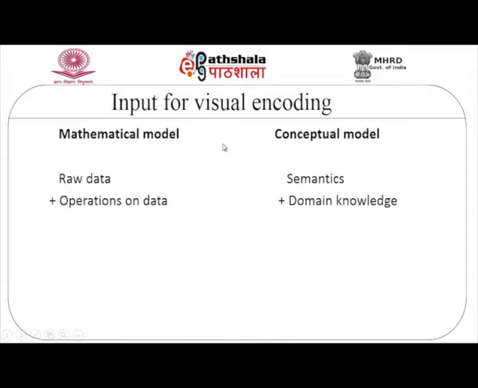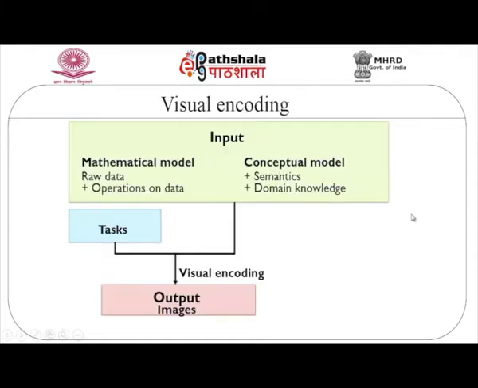So what is the input for visual encoding? In the case of a mathematical model, we can say that it is only the raw data as well as the operations that can be performed over the data. Whereas as a conceptual model, the input for visual encoding is some kind of semantics that is associated with the data as well as the domain knowledge about that particular data.